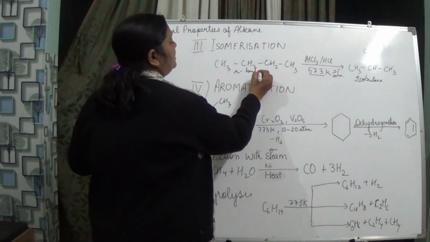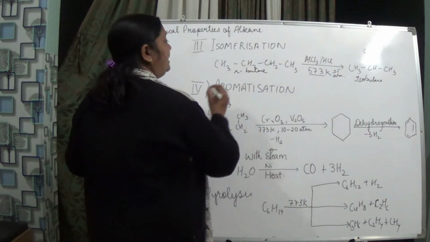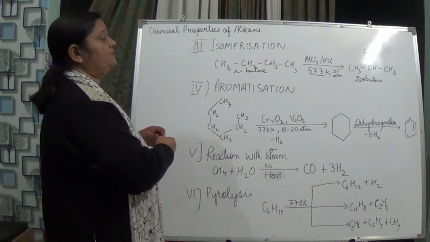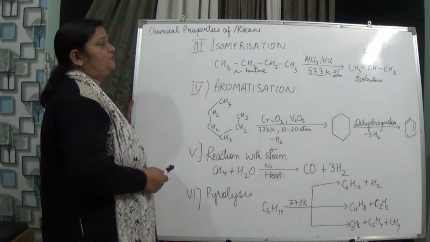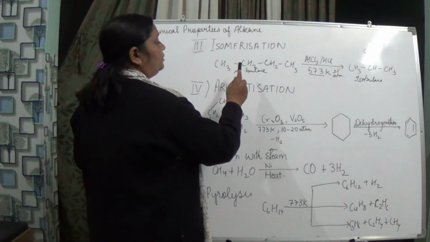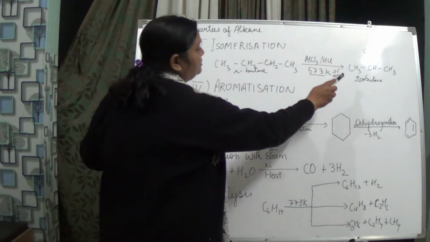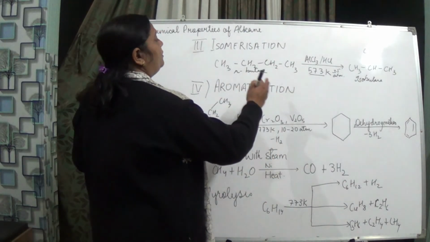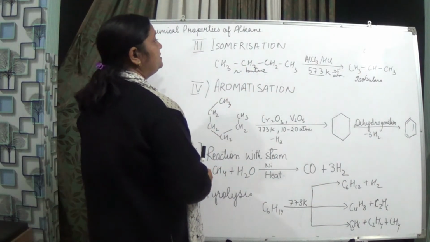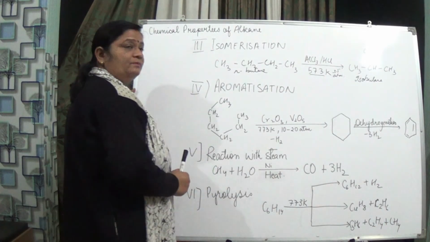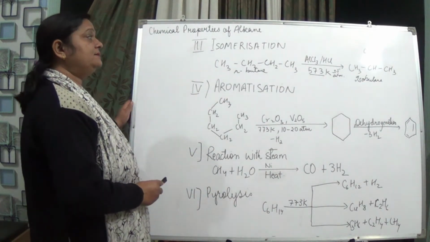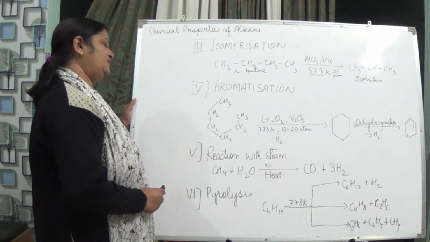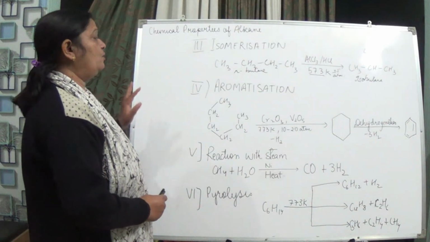So if we add the reagent aluminum chloride and hydrochloric acid with temperature 573 Kelvin and 35 atmospheric pressure, this normal butane gets isomerized to what? Isobutane. So isomers of normal butane have been formed. Thus isomerization takes place in case of alkanes if we provide the reagent, the temperature as well as the pressure.